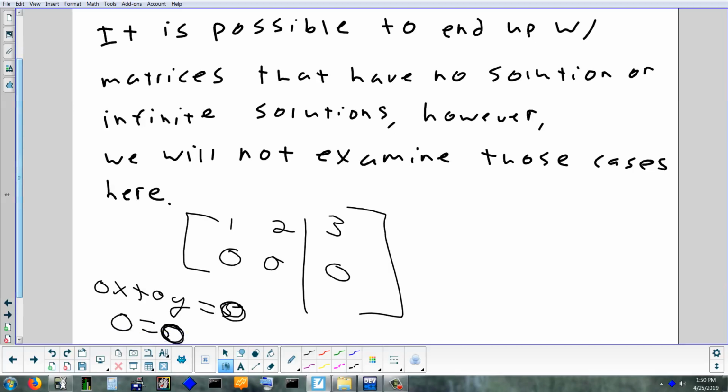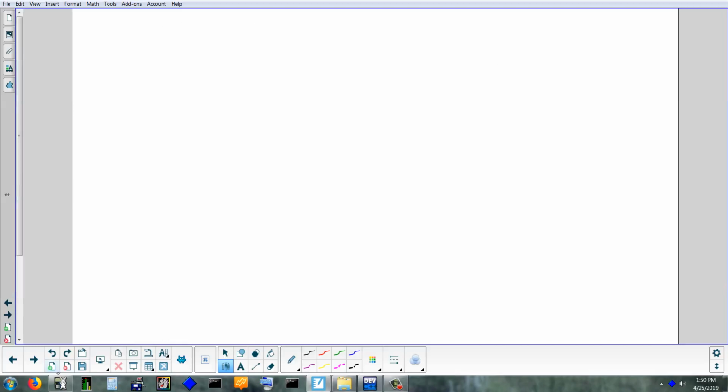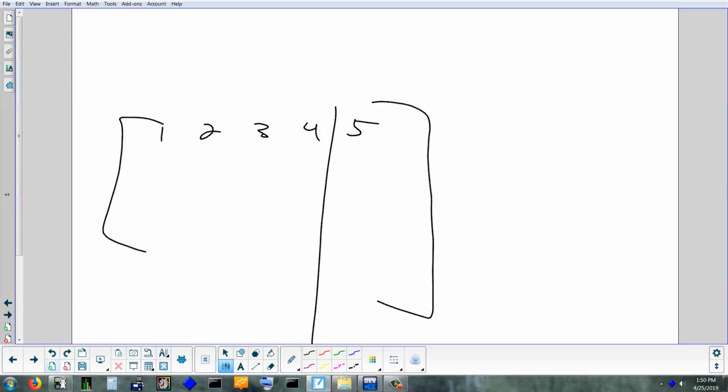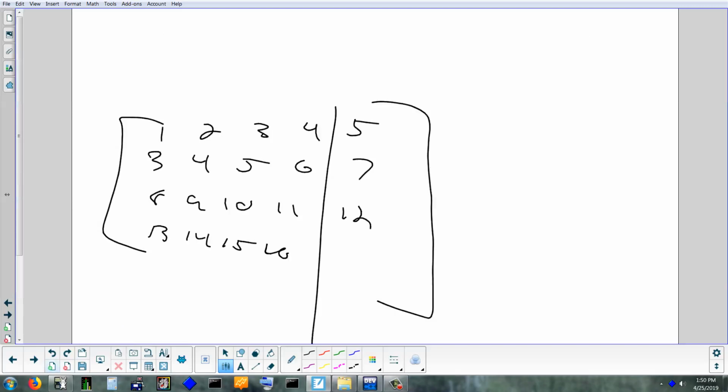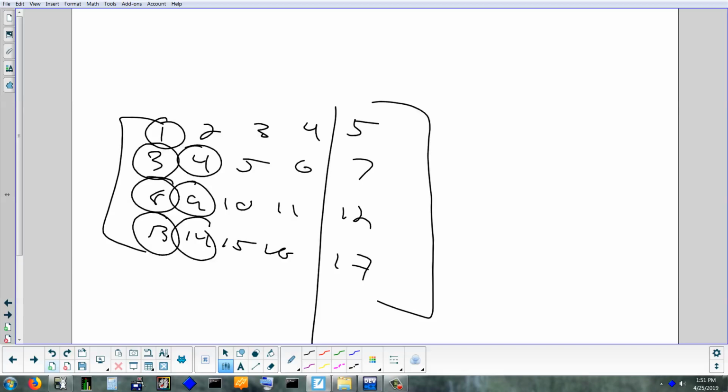And no matter how big of a matrix you ever gave me, if I had something like this, the general goal: get a 1 here, get a 0, get a 0, get a 0, get a 1 here, get a 0, get a 0, get a 1 here, get a 0, get a 1 here. I didn't put the last row, but it would be the exact same approach every single time.